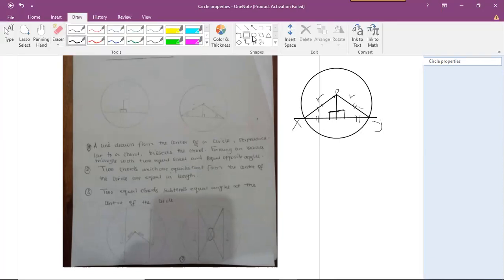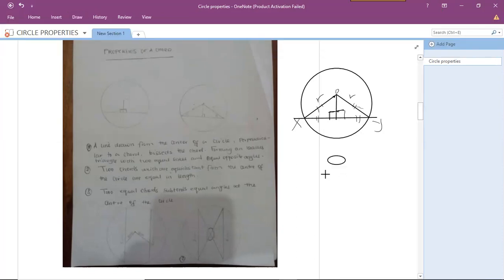The other property of chords that we're going to talk about is that two equal chords are equidistant from the center. Two chords equidistant from the center are equal in length. So what do we mean by that? Let's say this is our center there, and from there I measure a distance of 5 centimeters or 6 centimeters or whatever. So let's say we measure 5 centimeters like so.